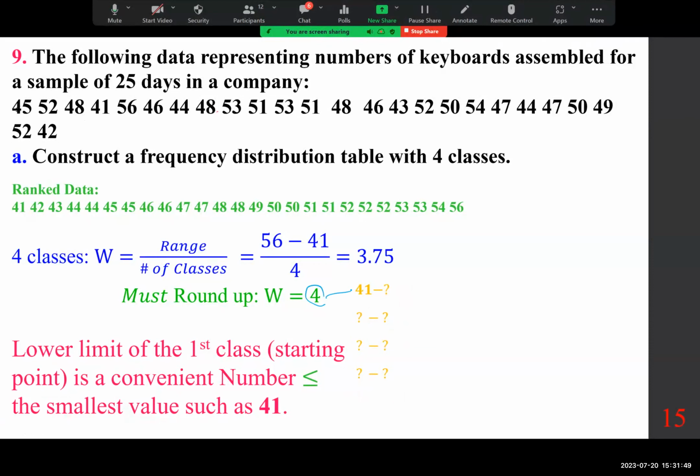So add this to this, and this becomes 45. This becomes 49. This becomes 53.